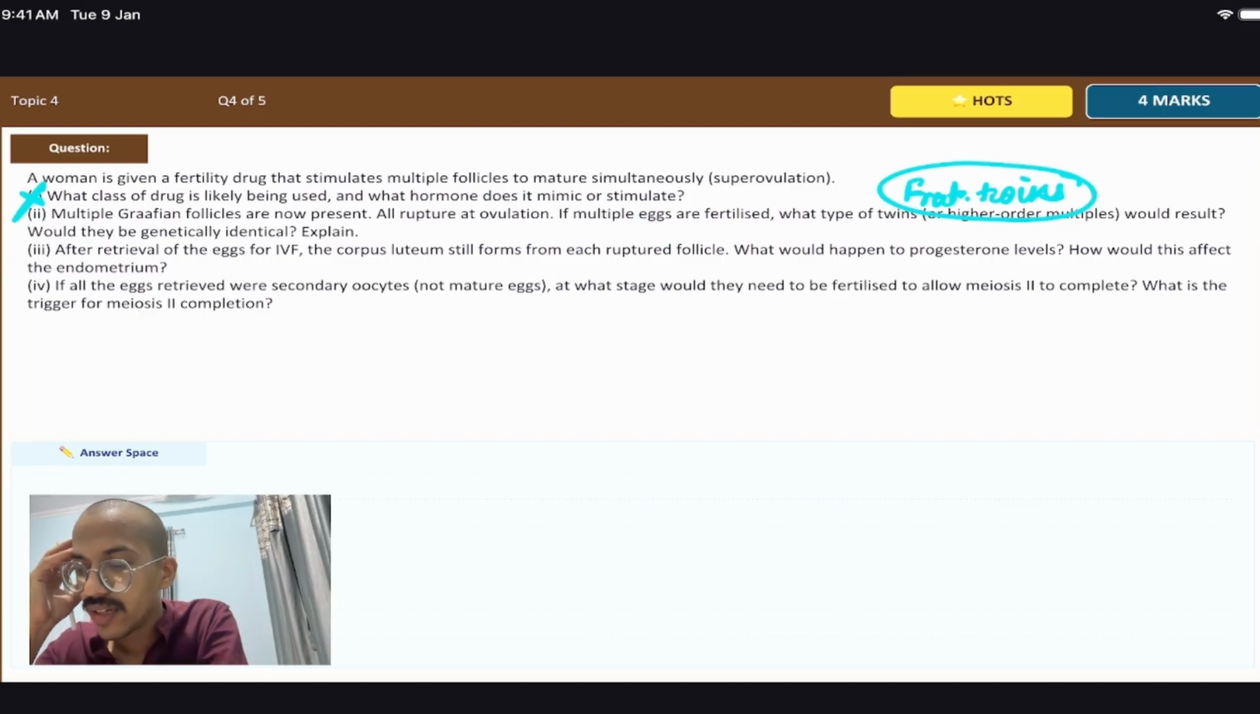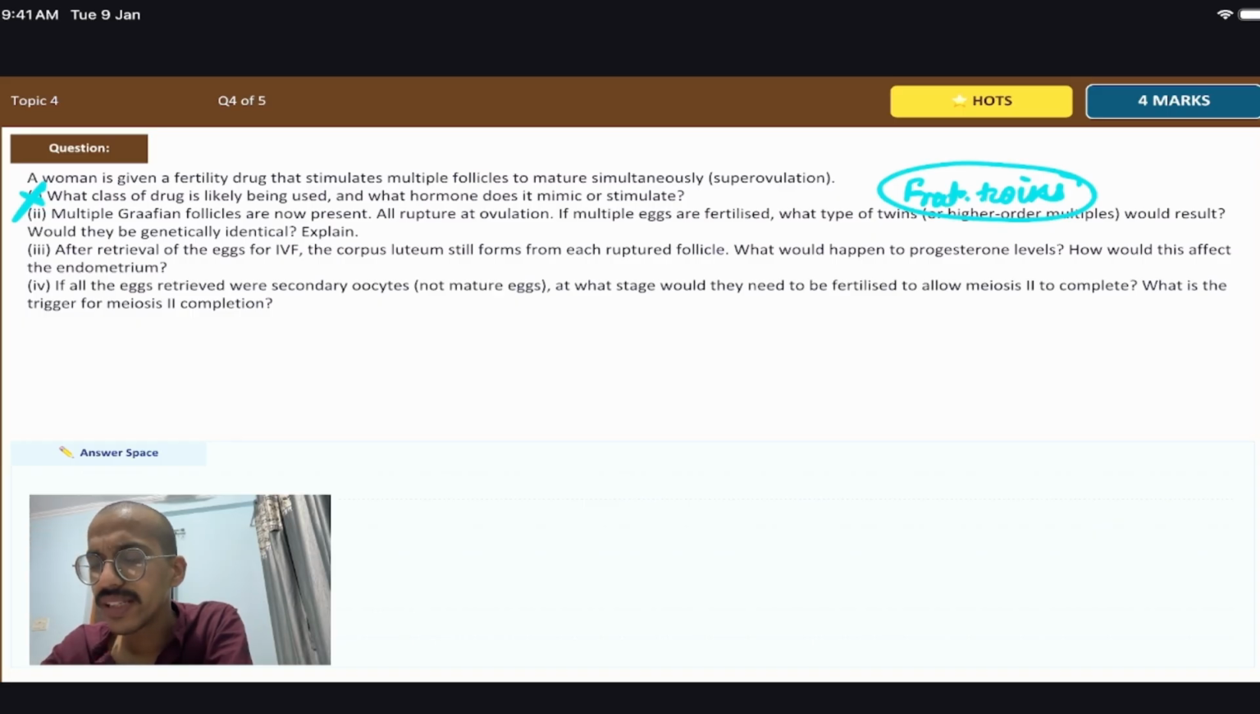Okay, then after retrieval of the eggs for IVF, the corpus luteum still forms from each ruptured follicle. What happens to the progesterone level? It will spike up. How would this affect the endometrium? It will maintain the endometrium. Okay, if all the eggs retrieved were secondary oocytes, at what stage would they need to be fertilized to allow the meiosis to complete?